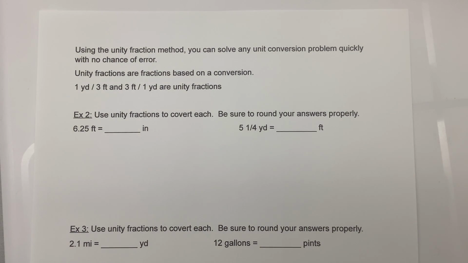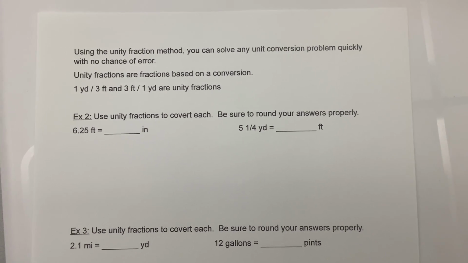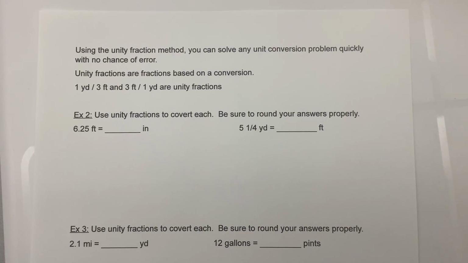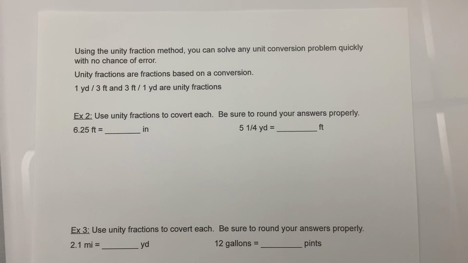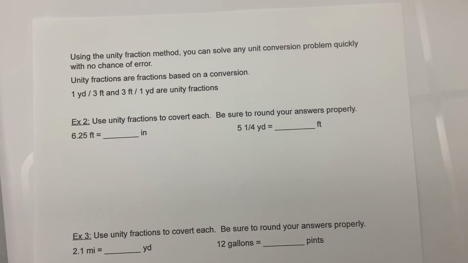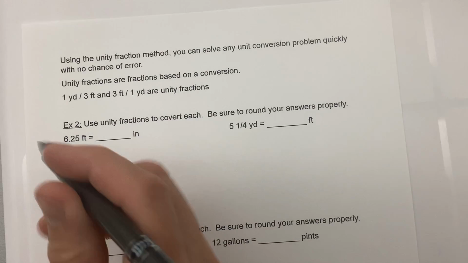So using the unity fraction method, you can solve any unit conversion problem quickly without any chance of error. The unity fractions, which is what they call it, are fractions based on conversions. Like 1 yard is equivalent to 3 feet, and 3 feet is equivalent to 1 yard are considered unity fractions. So every textbook or every teacher's got their own way of saying it or writing it. I know I had a professor that used the railroad method. At the end of the day, it's all the same. So I'm gonna kind of explain how I go about it, and then maybe you can share your thoughts on how you do it.